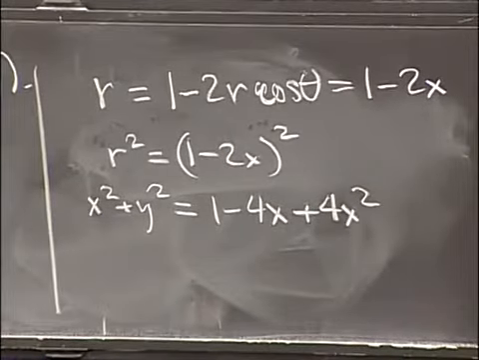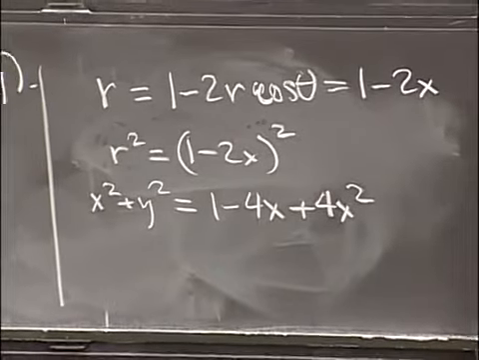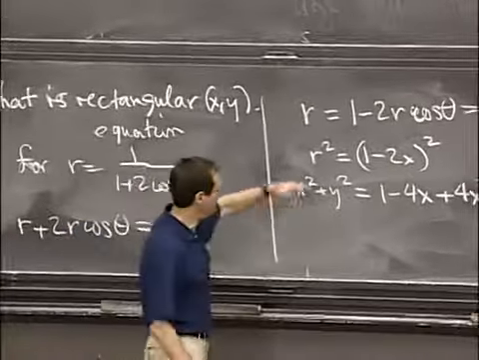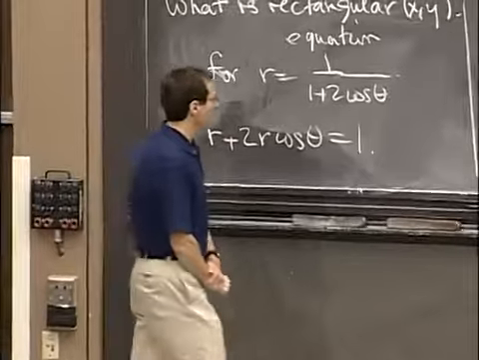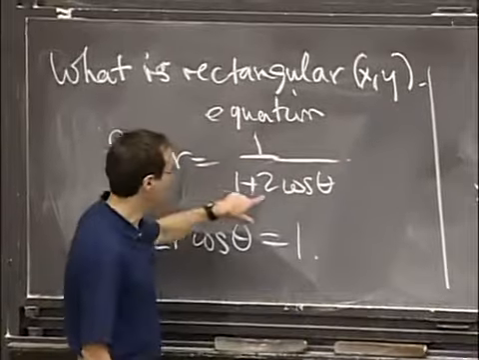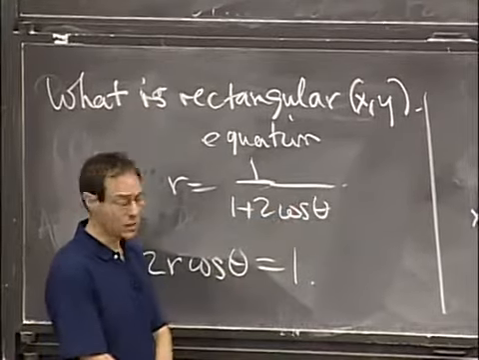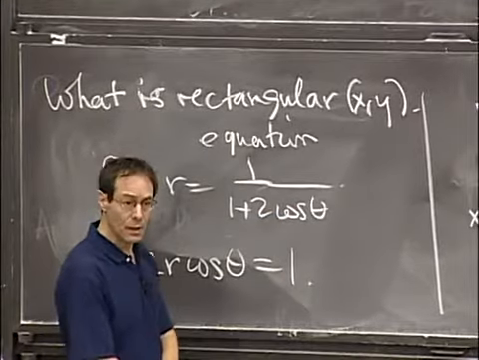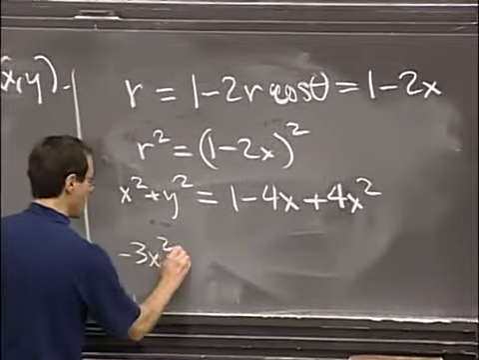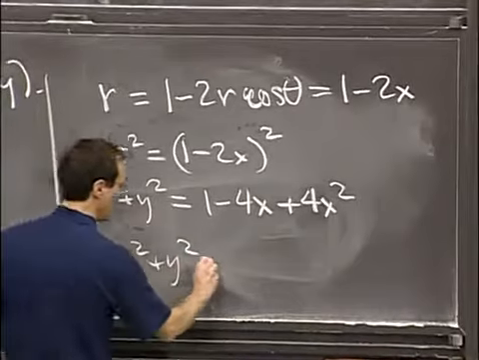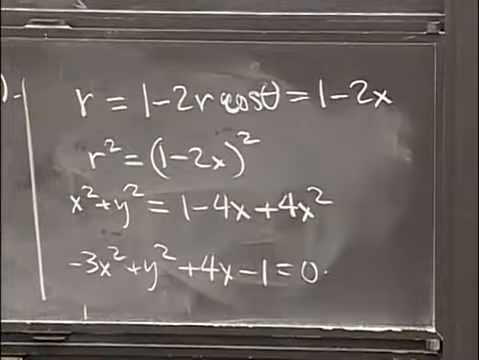All right? So this is a standard thing to do. And it's basically what you're going to do any time you're faced with an equation like this, is try to work it out. In these situations, where you have 1 over a plus b cosine theta or sine theta, you'll always come out with some quadratic expression like this. Now I'm going to combine terms. So here I have minus 3x squared plus y squared, and put everything on the left side. So that's this. All right?